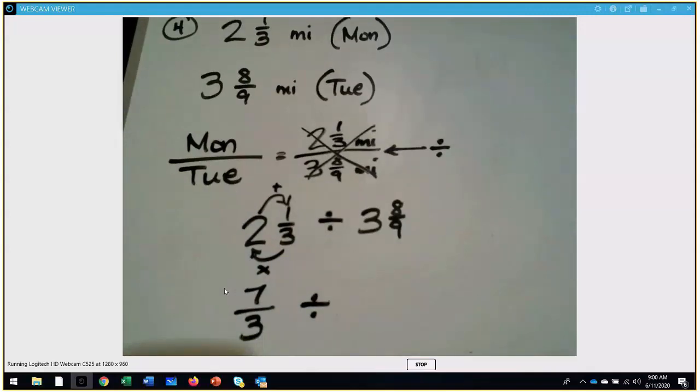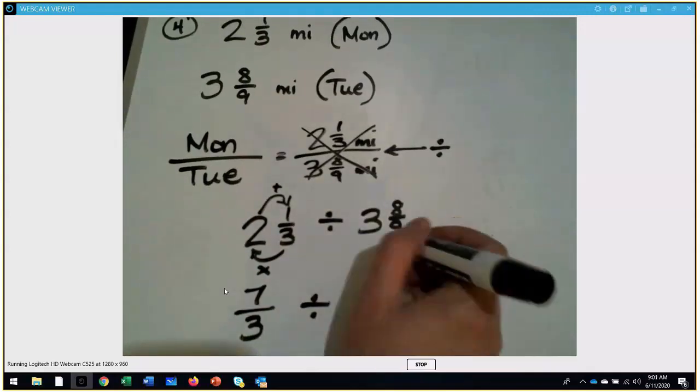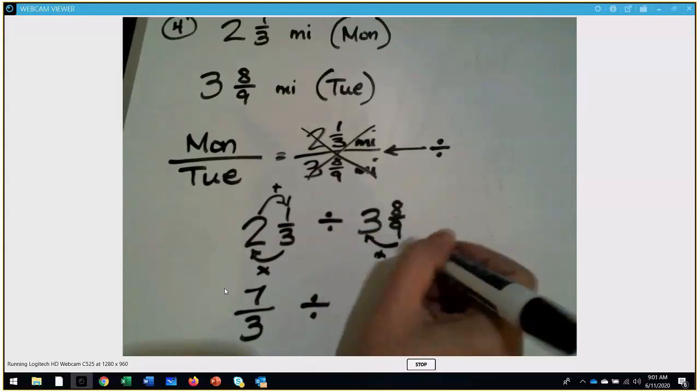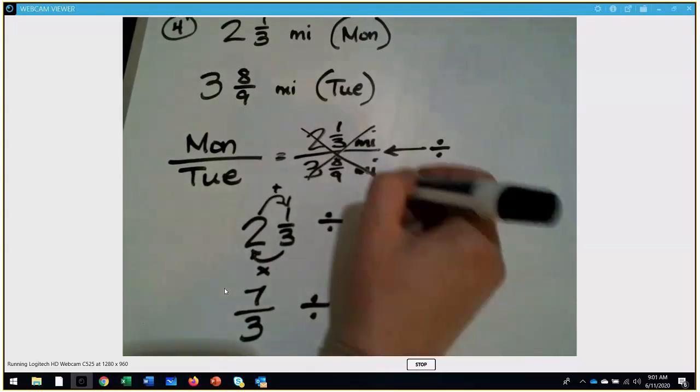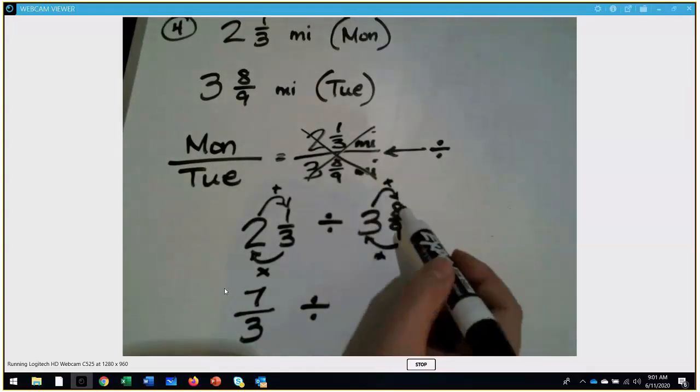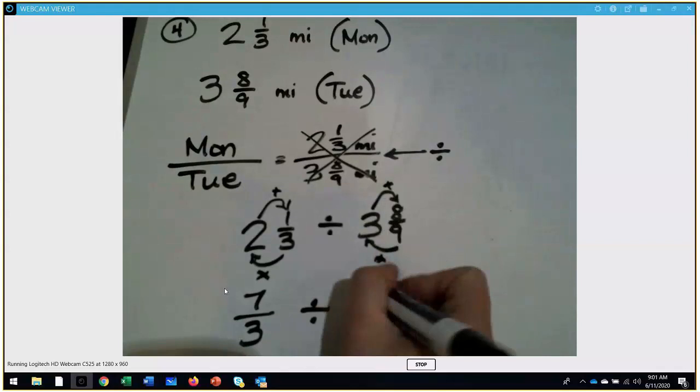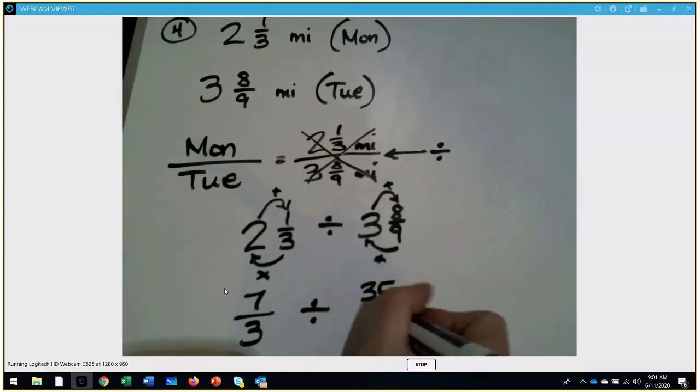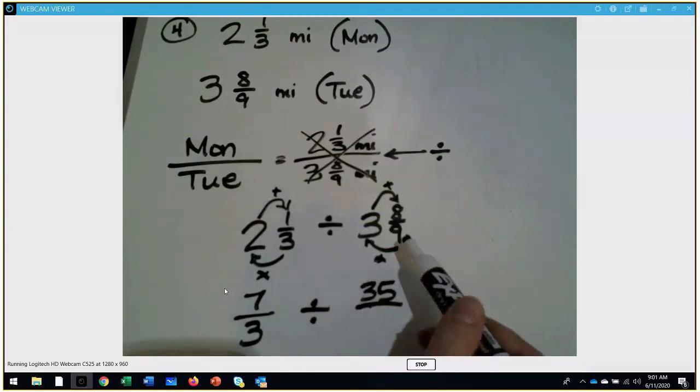Then do the same thing for the other mixed number. 9 times 3 is 27. And then 27 plus 8 is 35. And we'll keep the denominator.